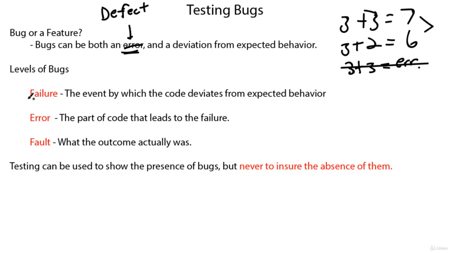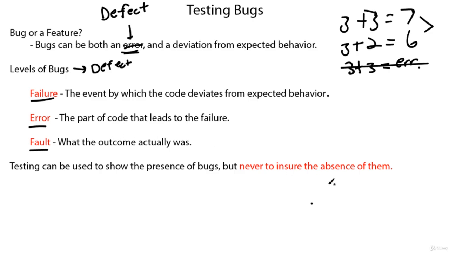And so we have this specific terminology, this idea of a failure, an error, a fault, and this entire idea of a bug can again be put into the category of a defect. So a failure is the event by which the code deviates from the expected behavior. The event meaning the actual breakdown of the code. So if we're writing a bug report, the failure is what we might put in the title of the bug report. Program crashes while doing this. That is the actual failure.